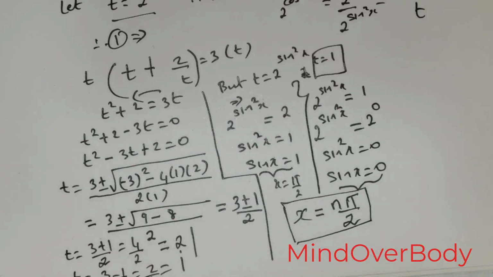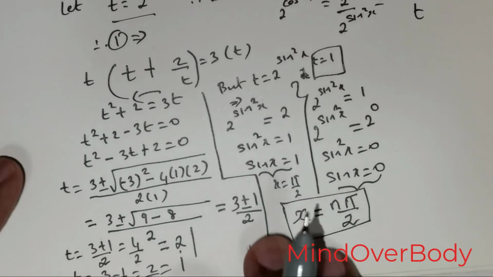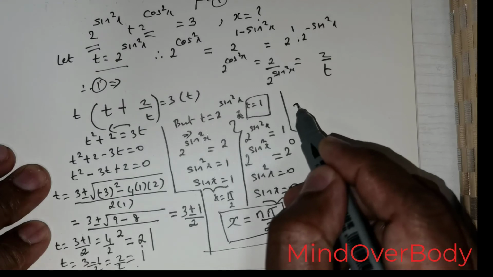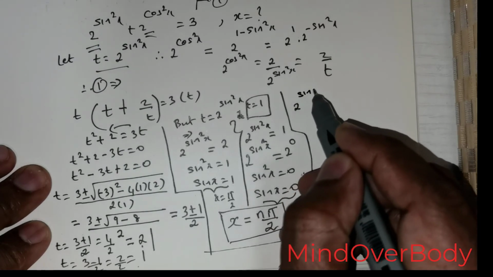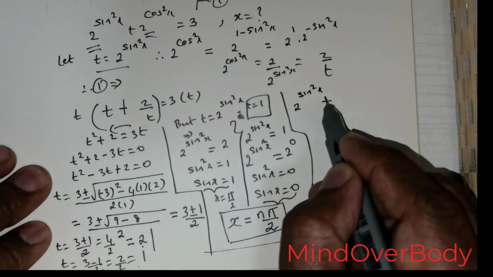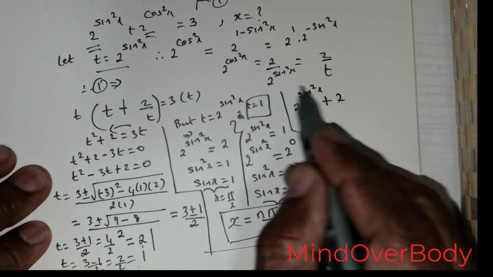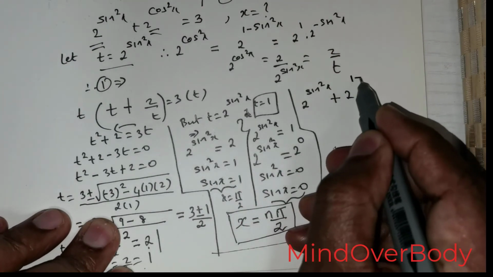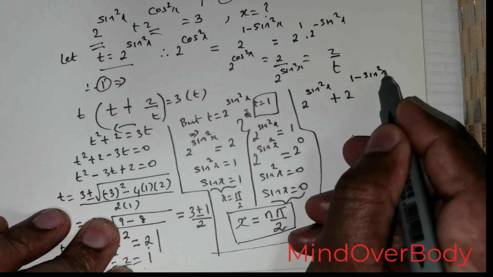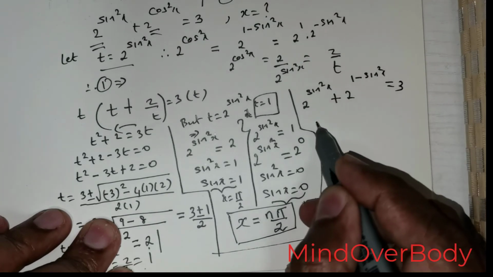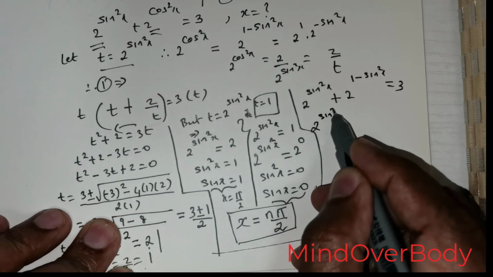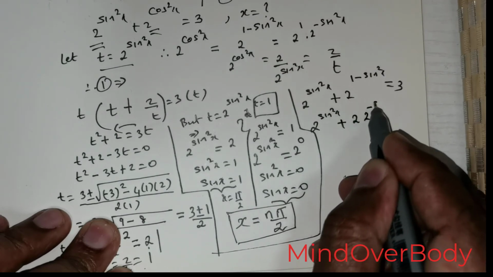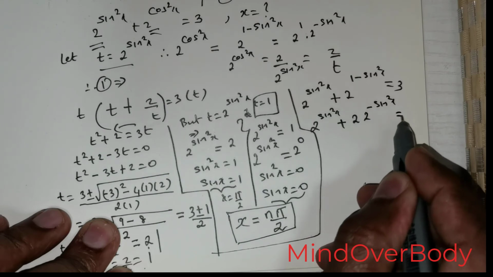Now I have already promised you that I would also be doing this question in another manner. Let me show that over here. Now I'm going to rewrite 2 raised to the power of sine squared x plus 2 raised to the power of cos squared x, and I'm going to rewrite cos squared x as 1 minus sine squared x, which is equal to 3. So this can be further rewritten as 2 raised to the power of sine squared x plus 2 times 2 raised to the power of negative sine squared x is equal to 3.